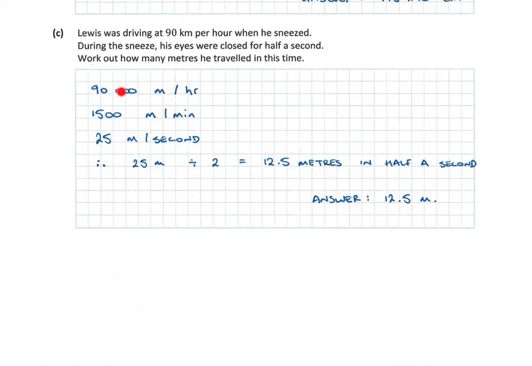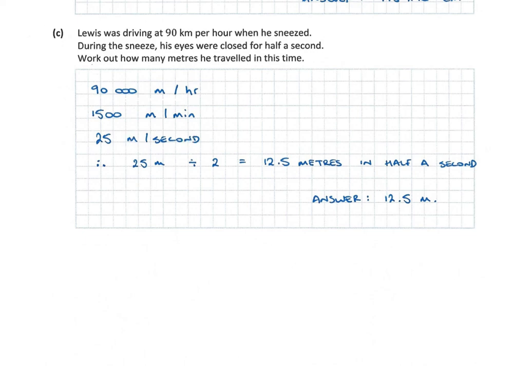Okay, so we need to know what that is in minutes. So how many meters would that be in a minute? If we take our 90,000 and convert it from hours to minutes, we're just going to divide it by 60. So 90,000 divided by 60 will leave us 1,500. Now to convert from meters per minute to meters per second, again, because there's 60 seconds in a minute, we divide this by 60. So 1,500 divided by 60 leaves us 25. So that's 25 meters per second.